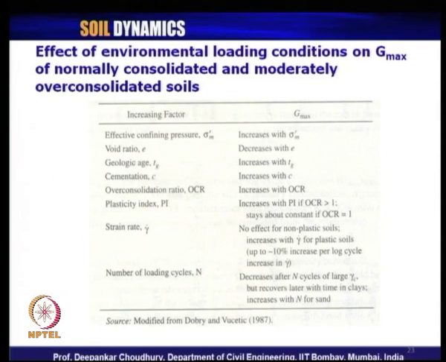that is, the rate at which strain is applied to the soil sample is changed, what happens to the G max value? It says almost no effect for non-plastic soil, that is mostly sandy type of soil or the cohesionless soil, but for plastic soil or for fine grained soil, it increases with increase in the strain rate. That is, if we increase the strain rate, then the G max value increases up to about 10% per log cycle with increase in the strain rate.